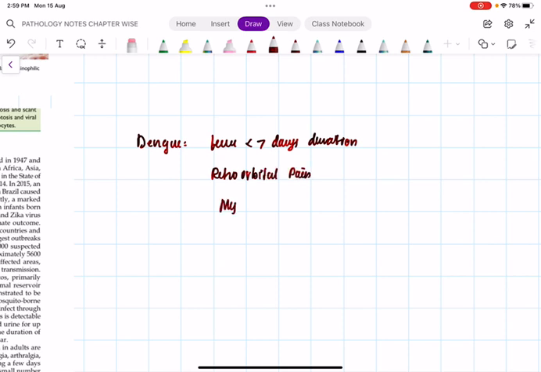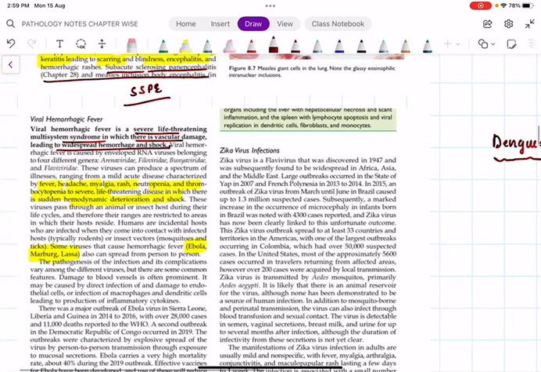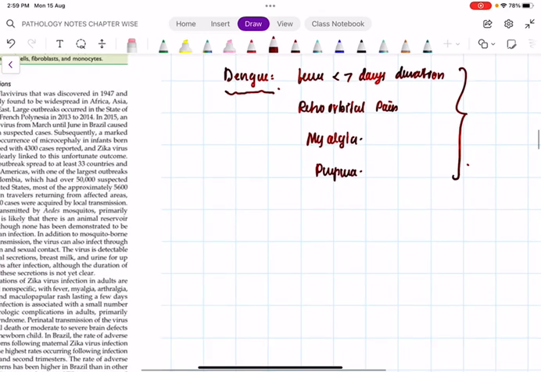then myalgia, purpura. All these are features, these are the hints, so that you can diagnose it as dengue. Retroorbital pain, myalgia, purpura. They may not give thrombocytopenia. Usually in history we don't use the word thrombocytopenia.